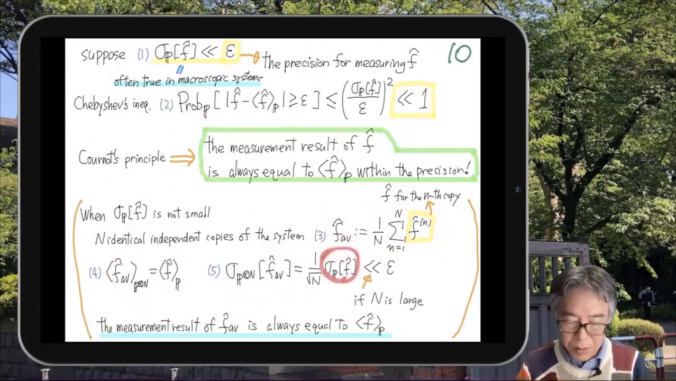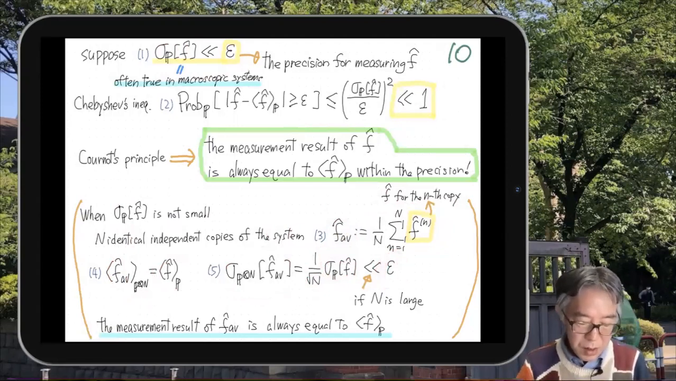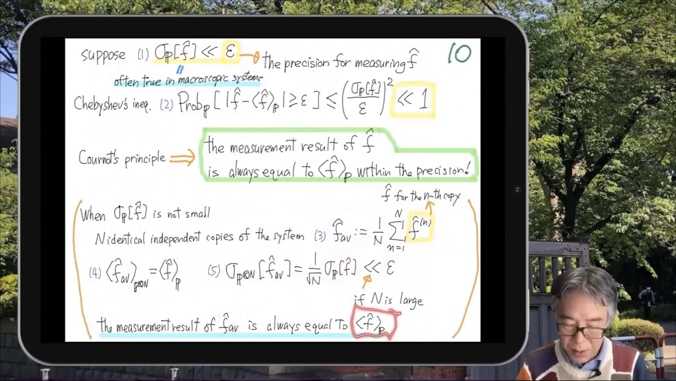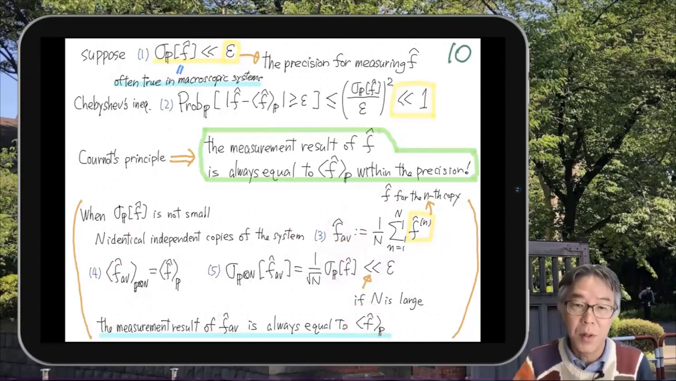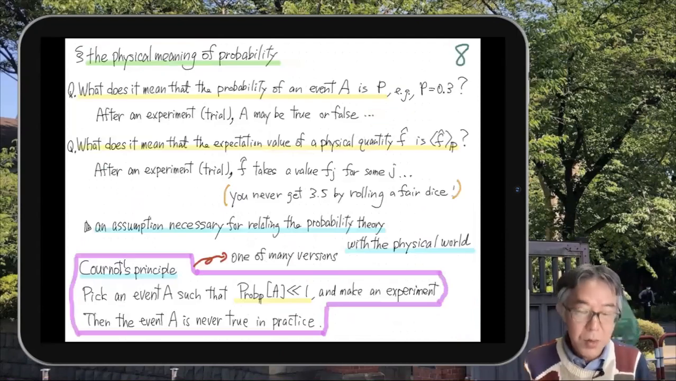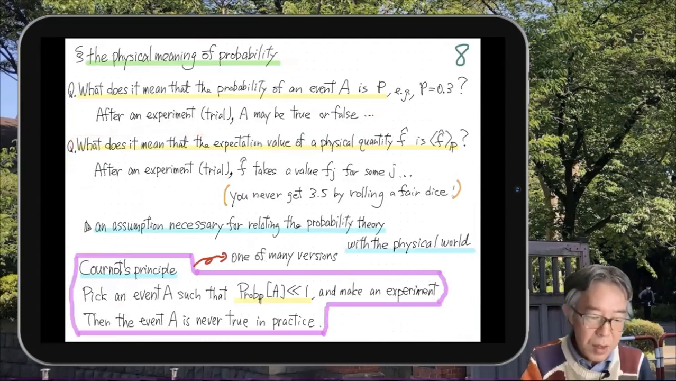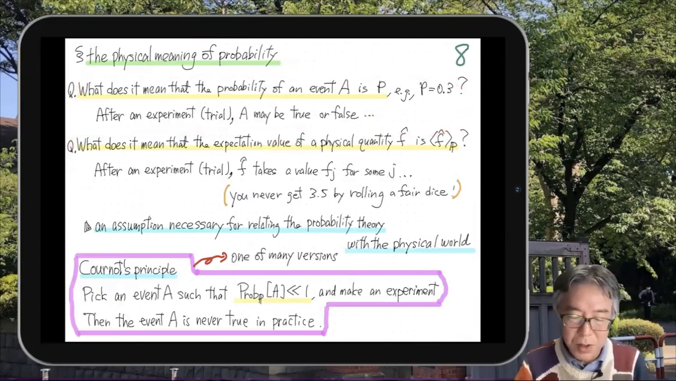Then no matter how big this one is, you can pick n large enough so that this whole thing becomes much smaller than the precision epsilon. And then you can say that the measurement result of this state quantity is always equal to the expectation value of f within the precision. So when the standard deviation of f is not small, we can answer this question in this way. We didn't deal with this, but actually this has already been answered because probability is a special case of a state quantity. So you can think about this. Okay, so this is the end of this video.